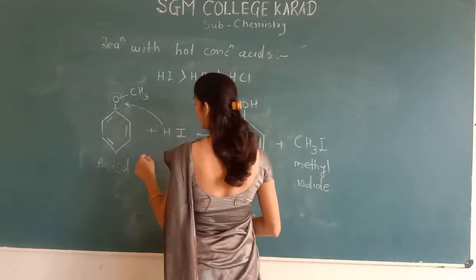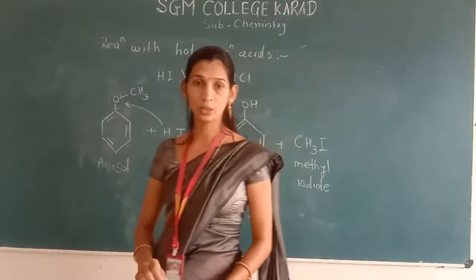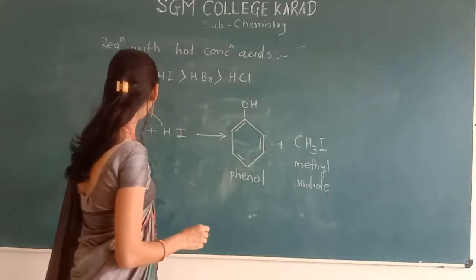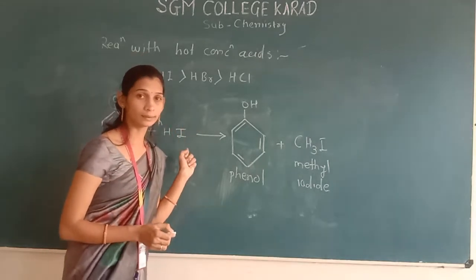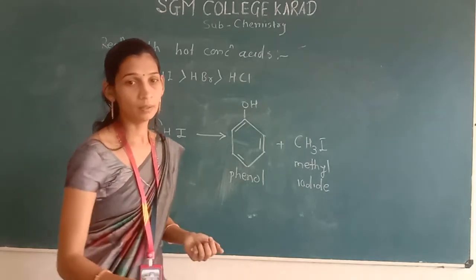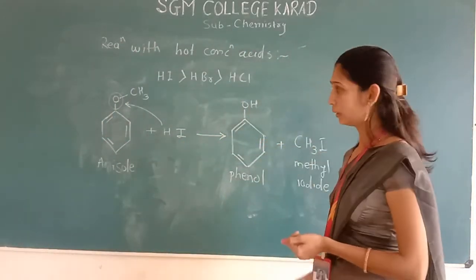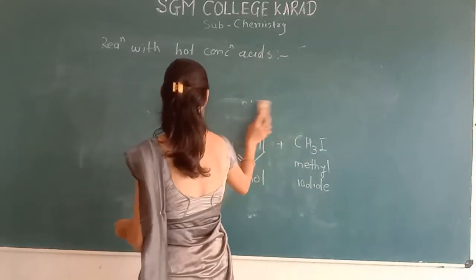Now from the aryl alkyl ether we are getting a phenol, and if we are taking alkyl ethers, then we are getting the alcohol. Now, this is our reaction with hot concentrated acids.